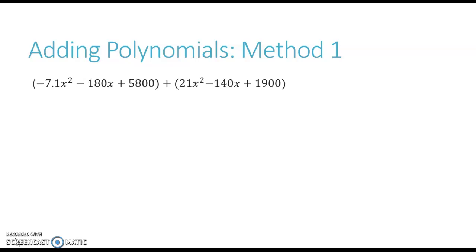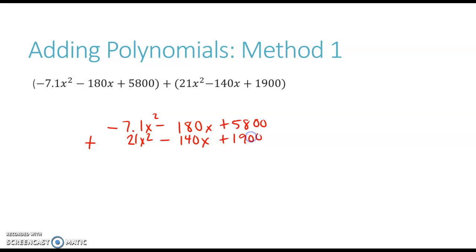This first method we're going to do is the stacked method, where we're just going to rewrite the polynomials in stacked form. Sorry, I'm writing and thinking at the same time. In this case we're adding, so big plus sign. Then you want to make sure that you line up your like terms: x squareds with x squareds, x's with x's, constants with constants.